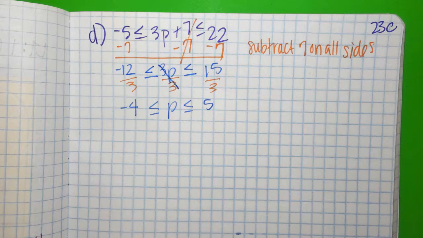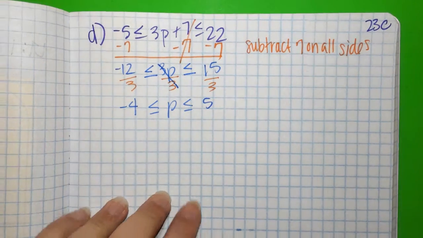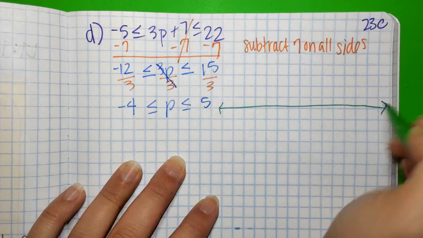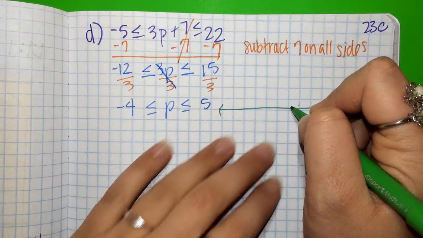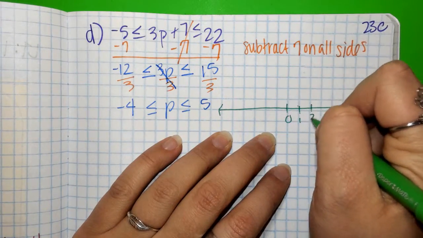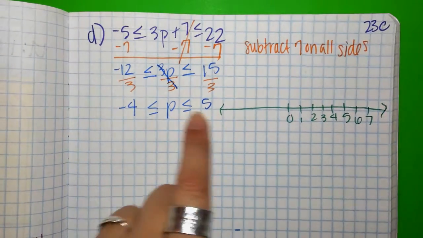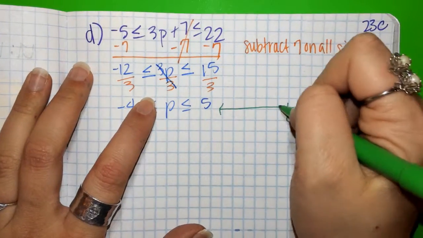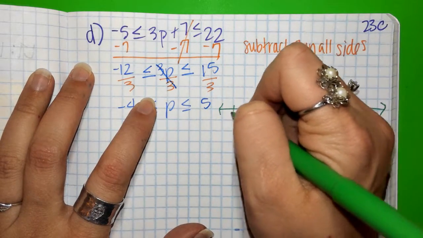All right, do we agree or disagree? All right, what else do we have to do? Graph. We have to graph it. So we have to do the number line. Fantastic. So what numbers do I need to have on my number line? 0, 1, 2, 3, 4, 5, 6, 7. Do I also need to have negatives on here? Yes, because there's a negative answer. Awesome. So negative 1, negative 2, negative 3, negative 4, negative 5.